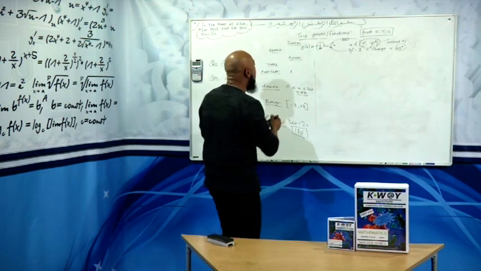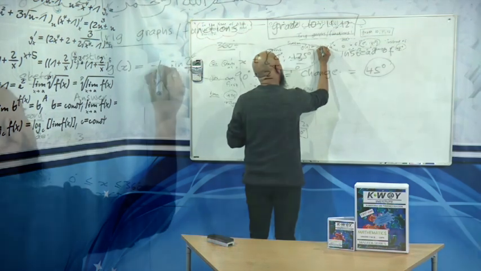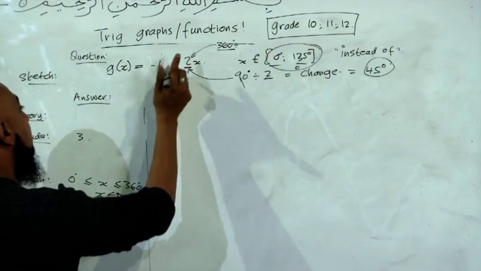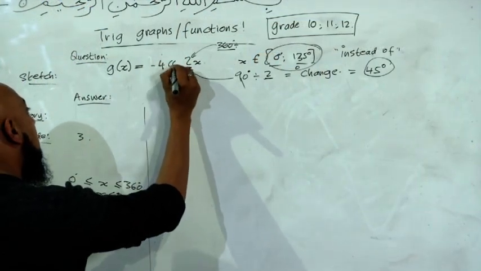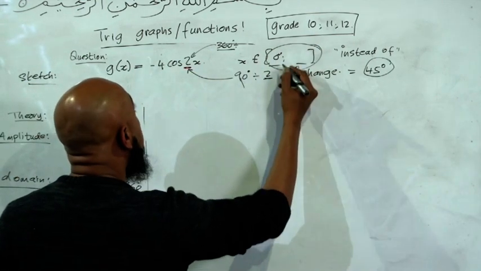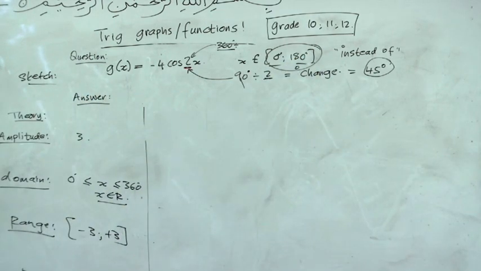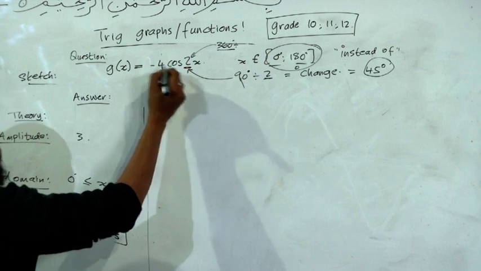We have now another graph. I tell you, draw the graph g of x is equal to minus 4 cos 2x for x being an element of 0 to 180, for example.